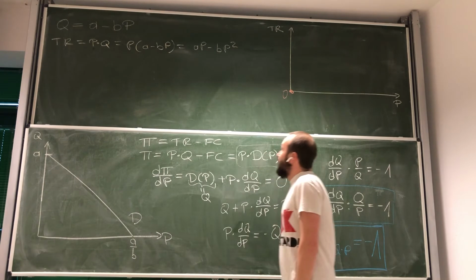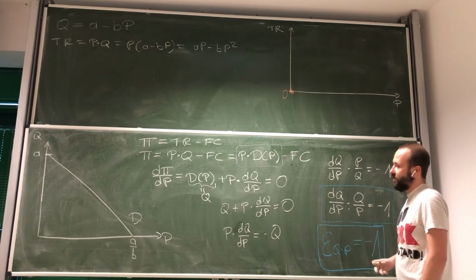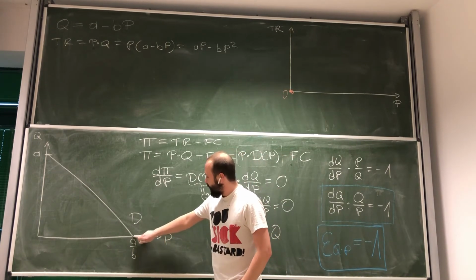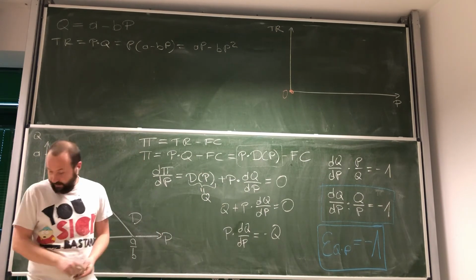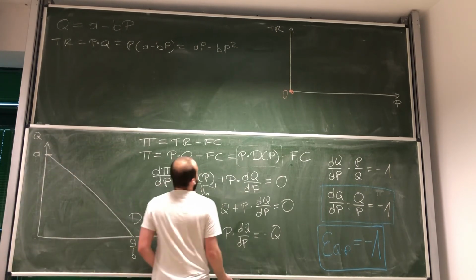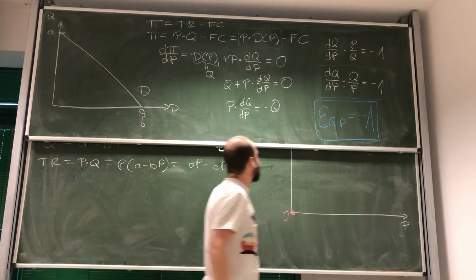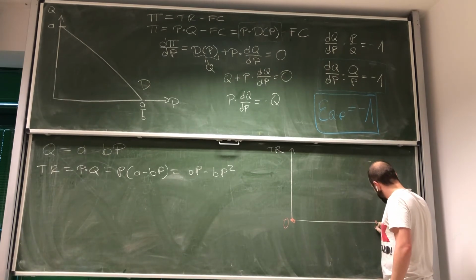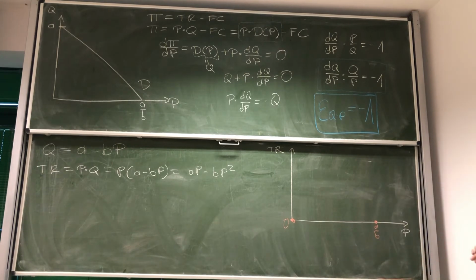So what is this prohibitive price? Well, this is our A over B, right? Look, with this price, quantity equals 0. So the second thing I can put over here on this graph, except for price 0, is price A over B, for which the value of total revenue is also 0.